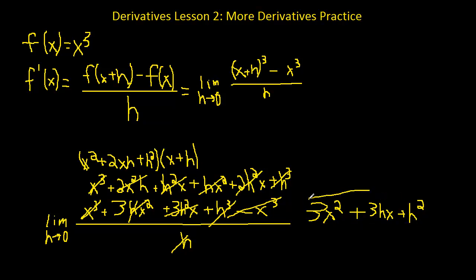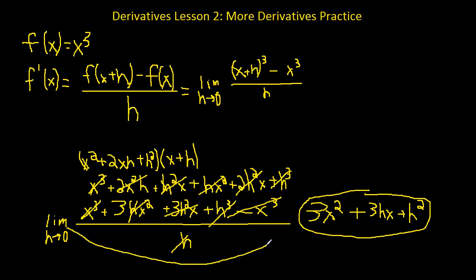All we have left is this, and then we're just going to apply our limit as h goes to 0 here. So plug in 0 for h. 3 times 0 times x is 0, so that's going to go away. Our 0 squared here goes away. So all we have left is this. There's no h term here, so that stays safe. So our answer is 3x squared.